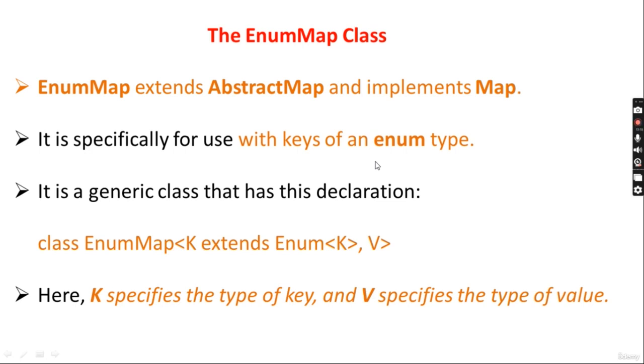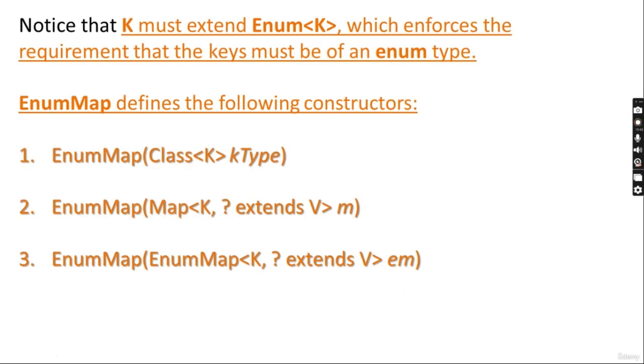EnumMap class. EnumMap extends AbstractMap and implements the Map interface. It is specifically for use with keys of enum type. It is a generic class that has this declaration: class EnumMap<K extends Enum<K>, V>. Why are you using this class? It is specifically for use with keys of enum type. Here K specifies the type of key and V specifies the type of value. K must extend Enum<K>, which enforces the requirement that the keys must be of enum type.